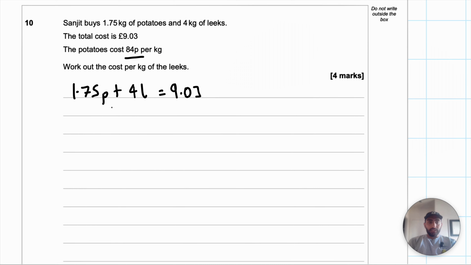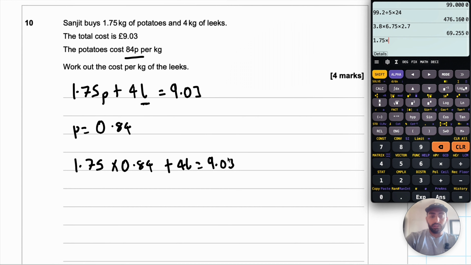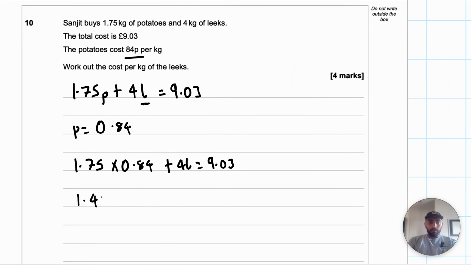So we know what the cost of the potatoes are. We're trying to find out this value here. We know that potatoes are equal to 84p. So I'm going to write it as 0.84 because it's in pence. I just needed to divide it by 100. So I'm going to substitute this into here and then I'll solve to find this L. So 1.75 multiplied by 0.84 plus 4L is equal to 9.03. So 1.75 times 0.84 is 1.47. 1.47 plus 4L is equal to 9.03.